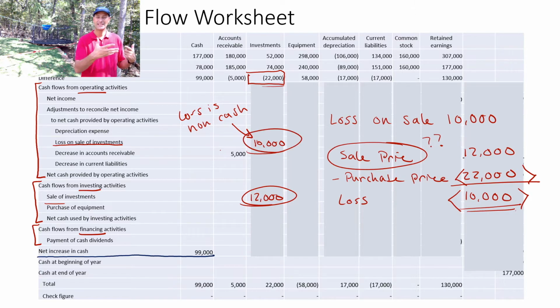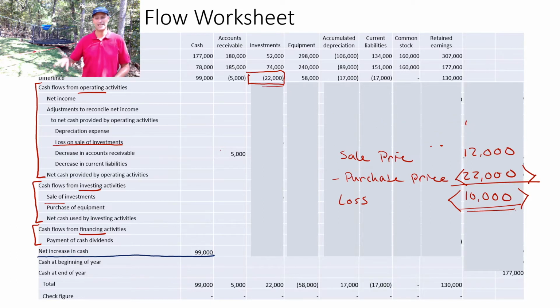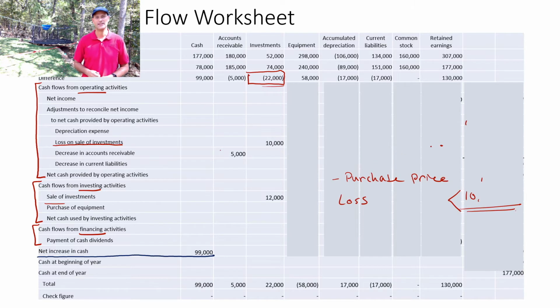But there's still a $10,000 reduction in investments that's not explained by the cash received. Right, that's the loss. And the loss is non-cash. Even though it's sitting as a loss in the income statement, we need to take it out of net income to get us to cash flow from operations. So we take a loss out by adding it back. So that is why we have an add back of $10,000 for loss on sale of investments, and that's sitting on our cash flow statement.